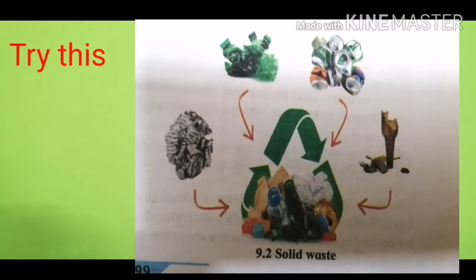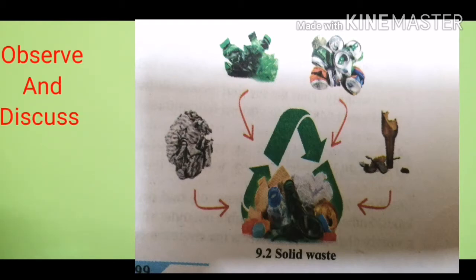Observe this diagram. Try this. Solid waste: there is paper, plastic cans, plastic bottles, breaking glass, and there is a sign which shows the 3R mantras. Observe the garbage collected in the dustbin of your classroom and make a list of the various materials in it. Discuss with the teacher how these materials can be properly disposed of.